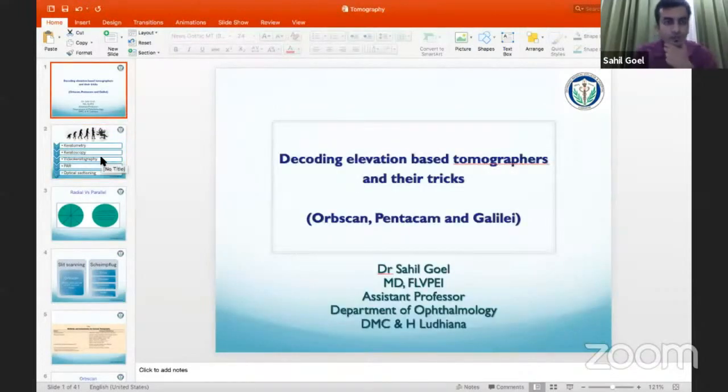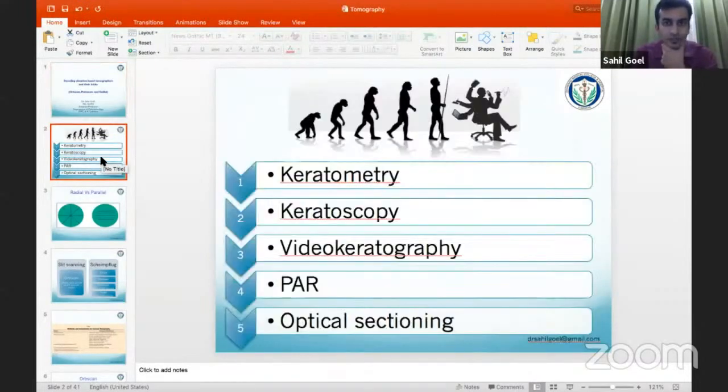I would like to start with this evolution. This is one of my favorites, how we have evolved from simple keratometry.